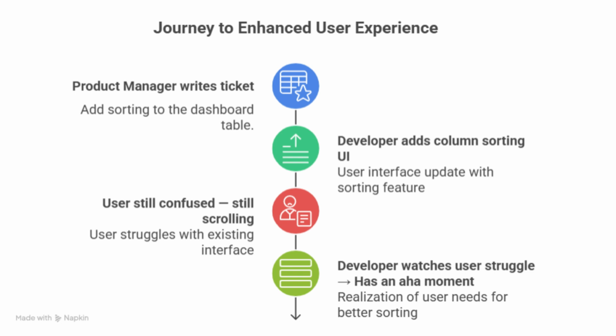Requested features are not always the real problems. Let's say your project manager creates a ticket saying add sorting to the dashboard table. So you add a clickable header with an ascending or descending toggle. Looks clean, works well, but the user still complains. I can't find what I need. You dig deeper and realize the user only cares about the latest entries. They just want recent errors or open tickets. That's when you realize you solved the requested feature, but not the real problem.